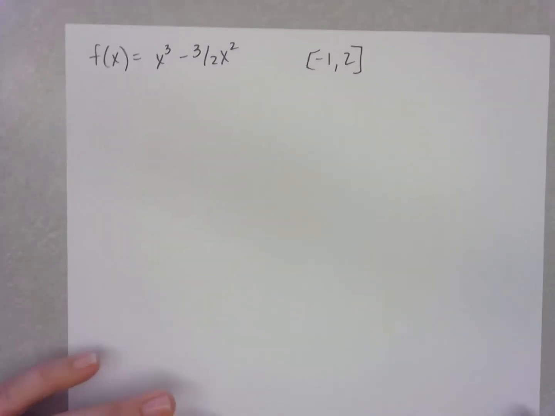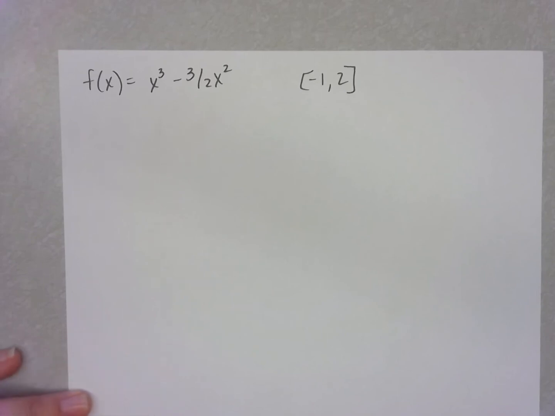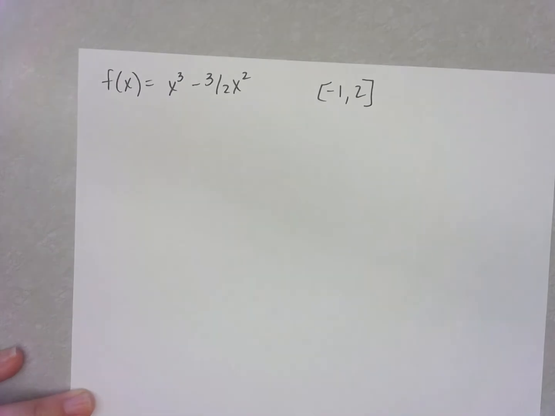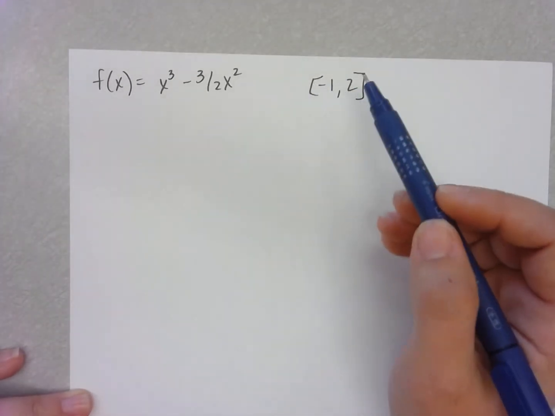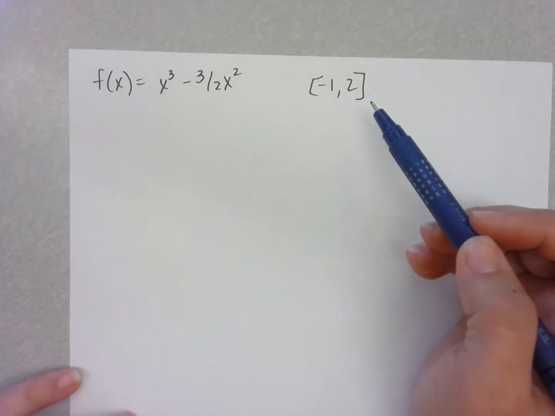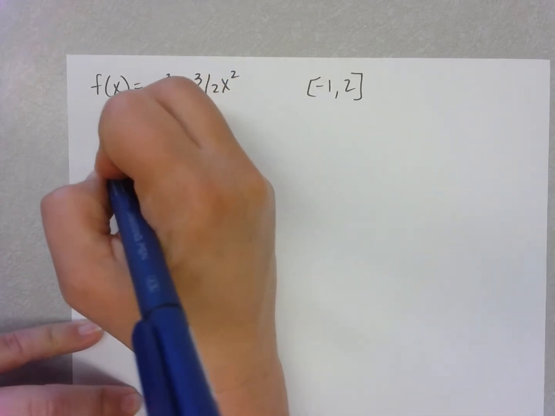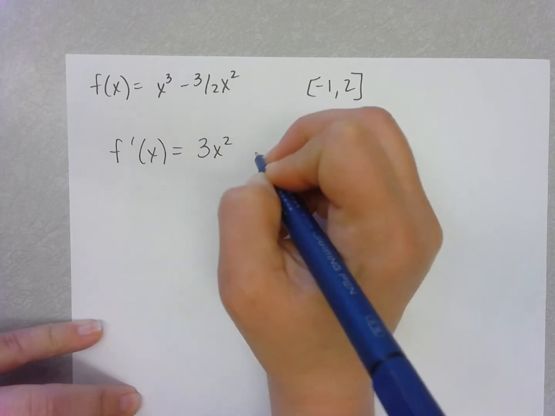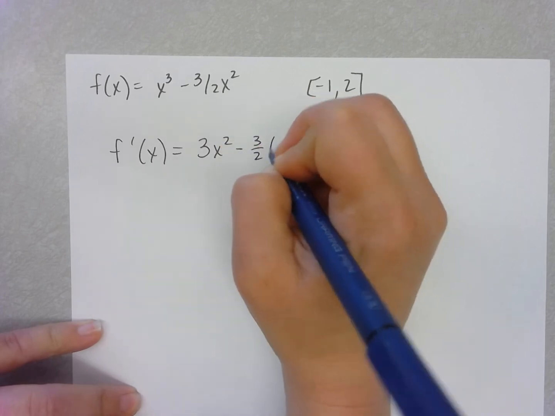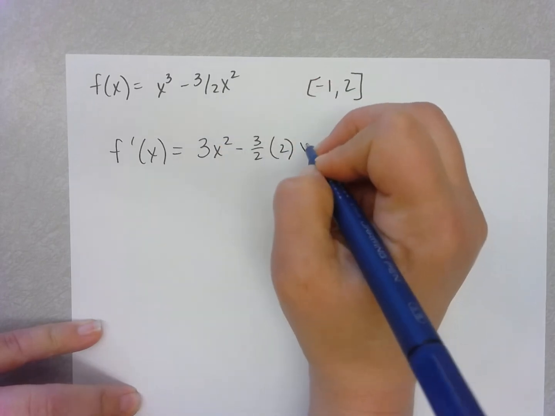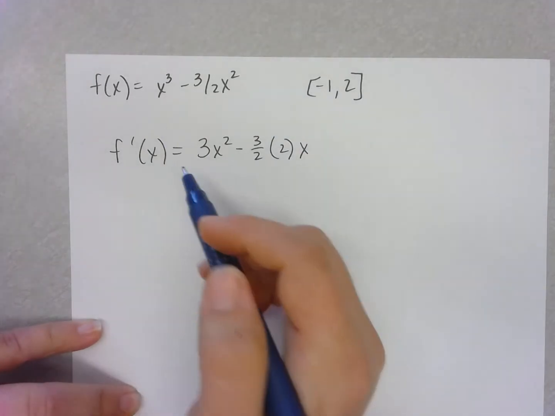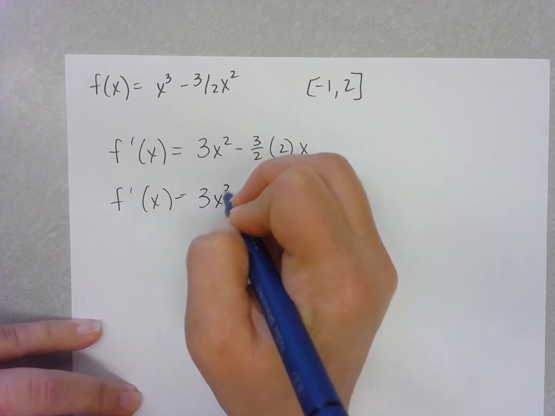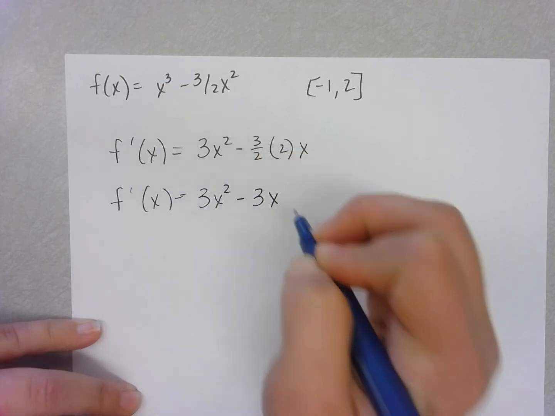All right, so one more, extrema on a closed interval. So we're going to find the min and the max, and they're guaranteed to exist because I'm in a closed interval, meaning I'm including negative 1 and 2. So I'm going to find f prime of x. F prime is 3x squared minus 3 halves times 2, right, because I'm just using my power rule, times x. So f prime of x is equal to 3x squared minus 3x.